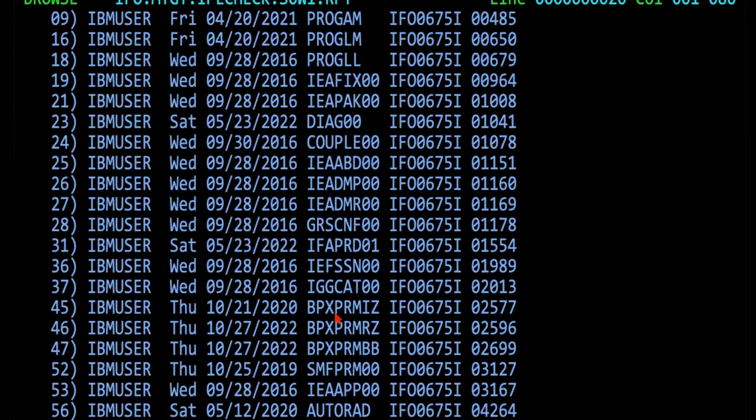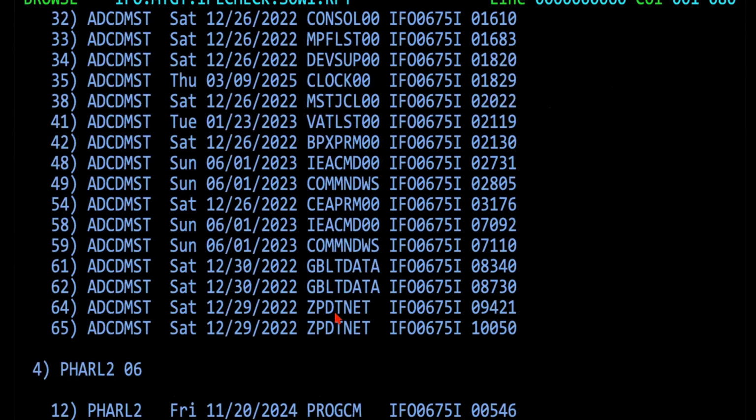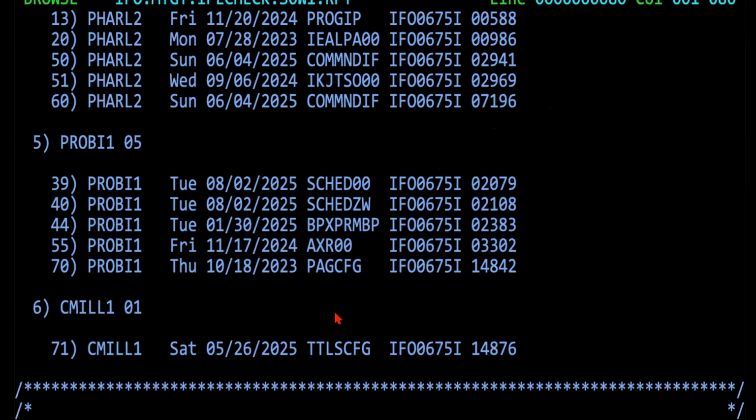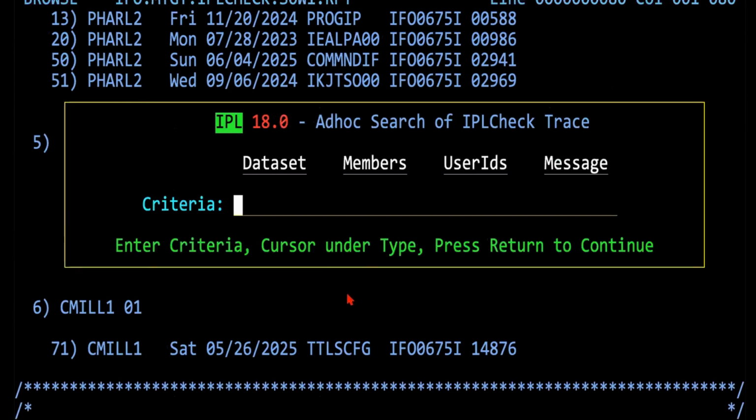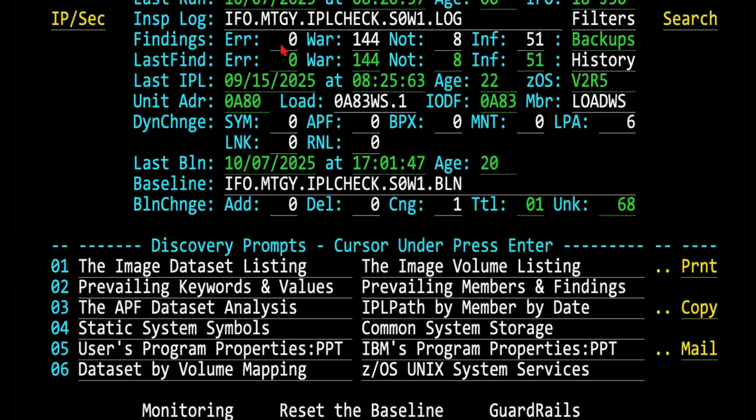Who's doing it? Why are they doing it? When did they do it? How did they do it? Etc. You can see the findings. You can see the findings from the last execution of the health checker. So there's been no change. You can see the history.